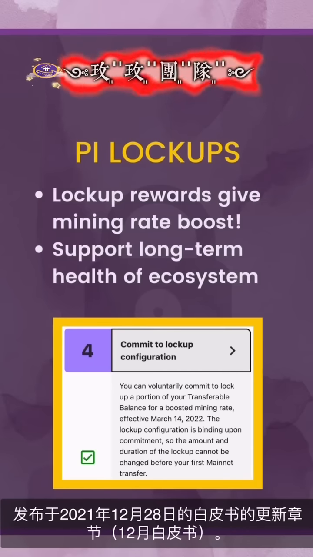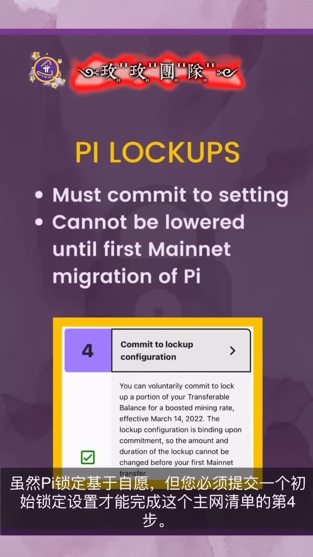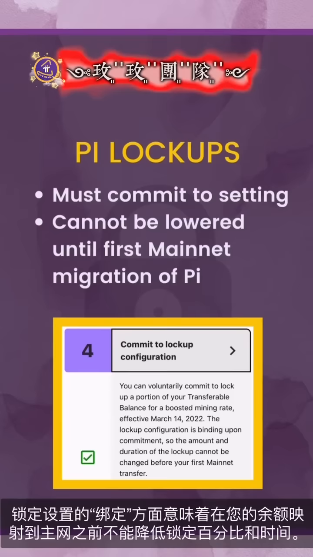December 28, 2021. While Pi lockups are voluntary, you must commit to an initial lockup setting to complete step 4 of the mainnet checklist. The binding aspect of your lockup setting means that the lockup amount and duration cannot be lowered before the transfer of your balance to the mainnet.